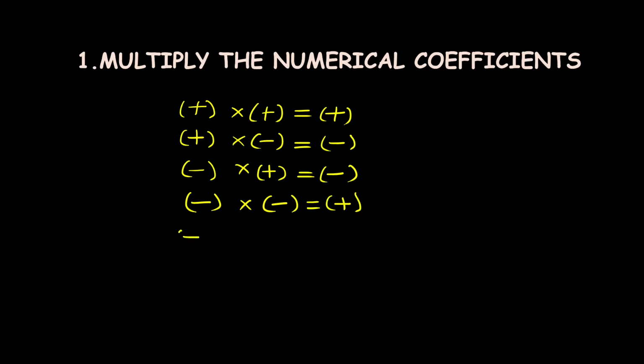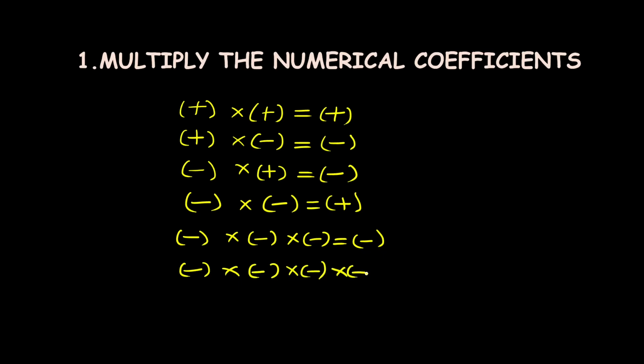And when an odd number of negatives are multiplied, then the product is negative. But when an even number of negatives are multiplied, the product is positive. That we have already learned in integers also. In any multiplication we have to follow these sign rules.